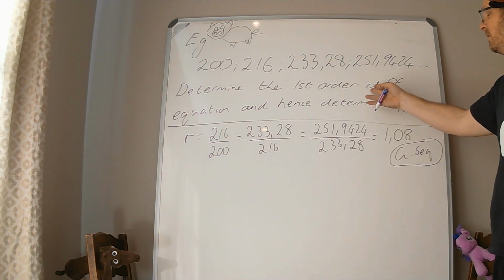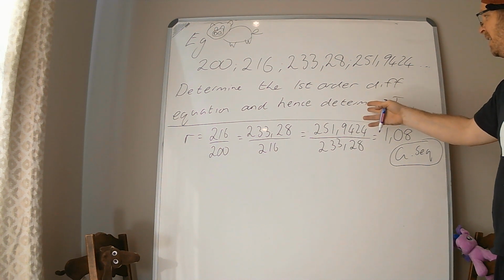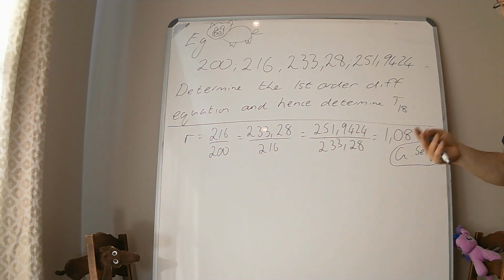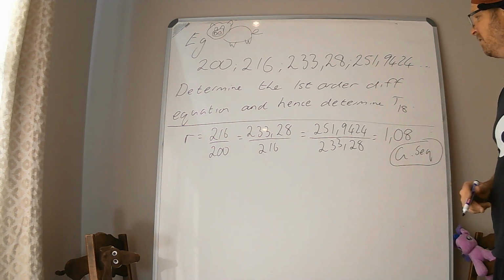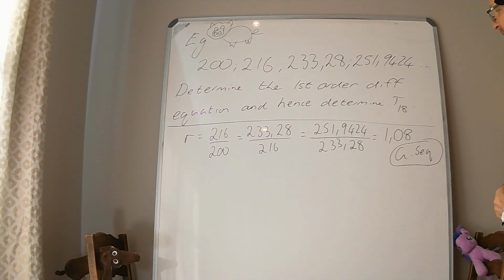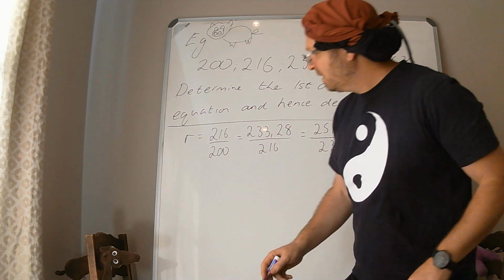Right, so now you should be able to find the first order difference equation and hence determine, remember, first order difference equation is a recursive formula. So go do that and then go find term 18. Right, so Sarah, what did you say?